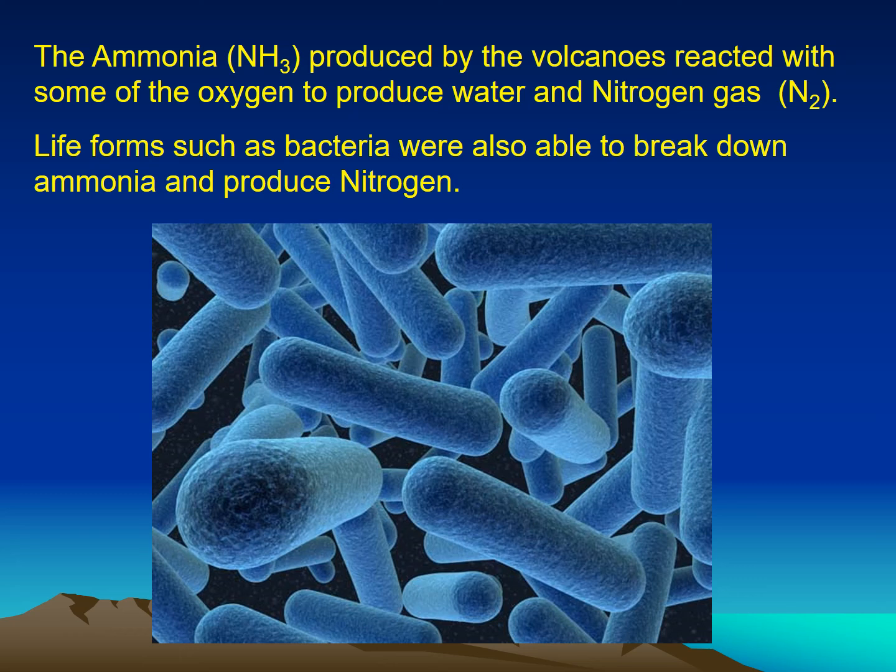If you remember at the start of the lesson, I said there's lots and lots of nitrogen still in the atmosphere. This is why. That ammonia was reacting with the oxygen to produce water, and therefore what's left from that is nitrogen gas. So we were producing lots of nitrogen gas as well, which is why there's lots of nitrogen gas in the atmosphere currently.